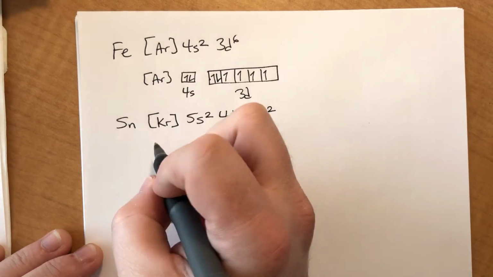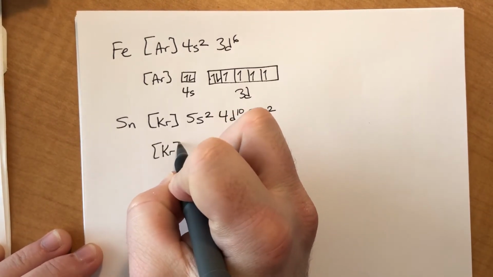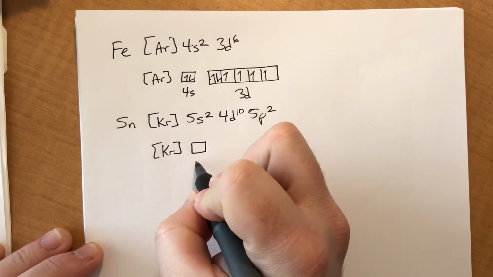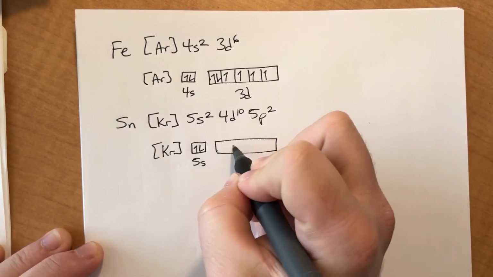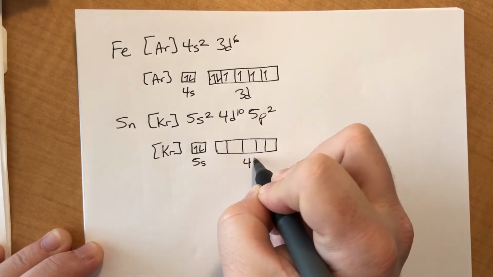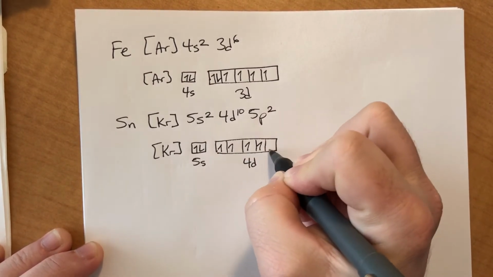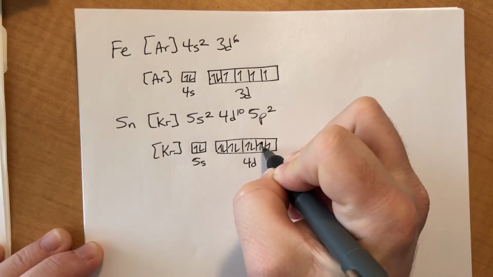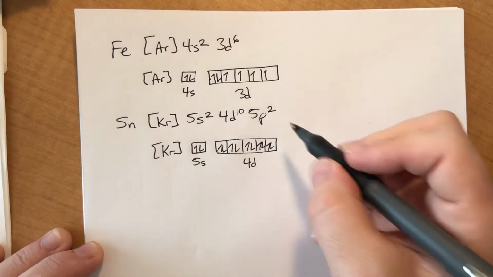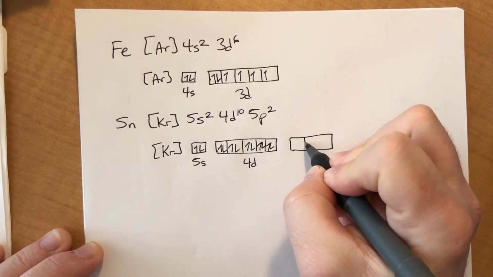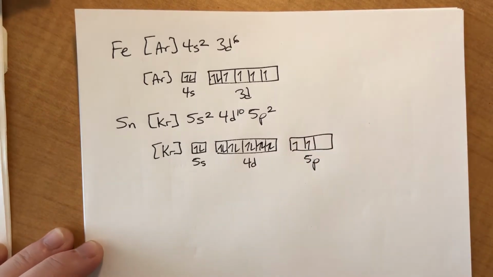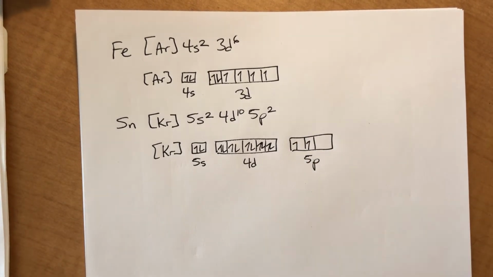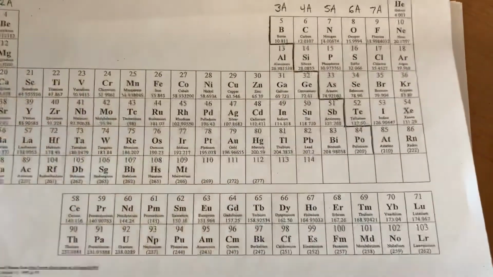So, this will be krypton, the 5s gets 1 box, just like usual, and has 2 electrons in it. The D block gets 5 boxes, 1, 2, 3, 4, 5, 6, 7, 8, 9, 10. We expected it to be full, that's fine. The P block gets 3 boxes, 5p, and this gets 2 electrons. Each box gets 1 up arrow before any of them get paired up. Okay. Let's try one more that's a bigger element.